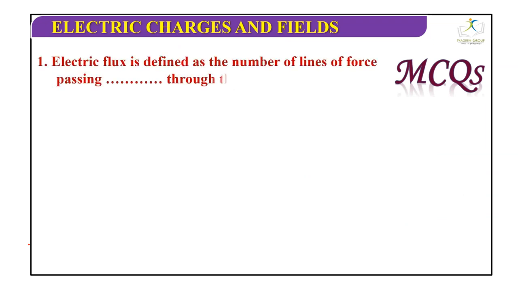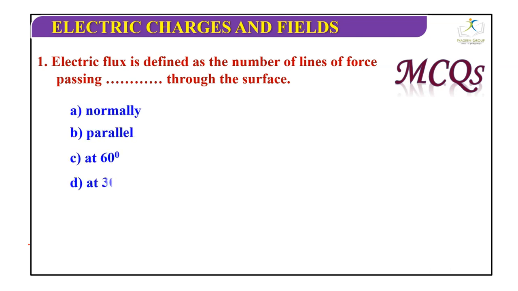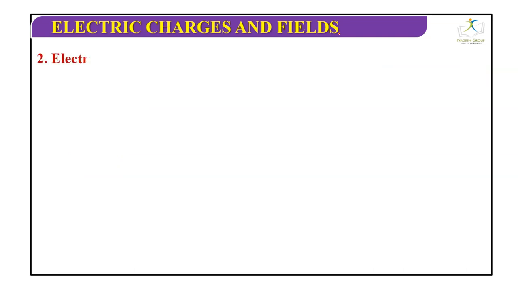Let's begin with some questions. Electric flux is defined as the number of field lines of force passing through the surface: normally, parallel, at 60, at 30. So the correct answer for that one is option A, which is normally.